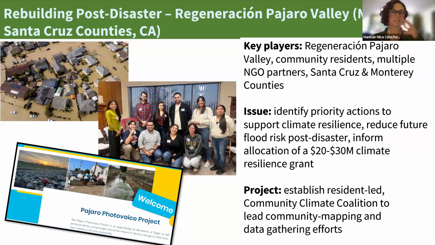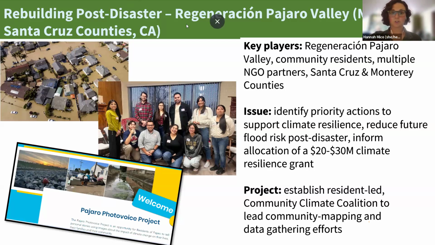And our last case study here is out from California, Regeneración Pajaro Valley. So they have, once again, a group of key players that have come together to understand an issue. They have tons of flooding issues. We can talk about flooding over and over again. The unique situation here is that there's already a climate resilience grant that's been designated. So there's money to be spent. And this community-led research project is trying to understand how that funding needs to be appropriately allocated by talking to community members about the experiences they're having with flooding around their community.